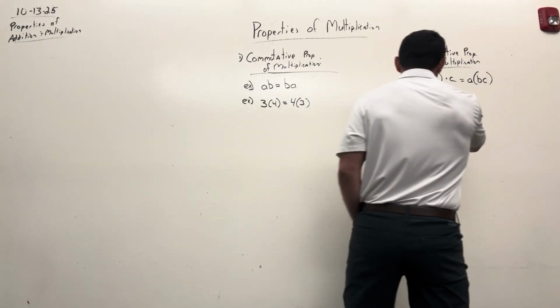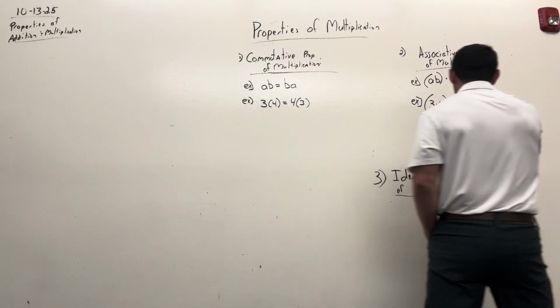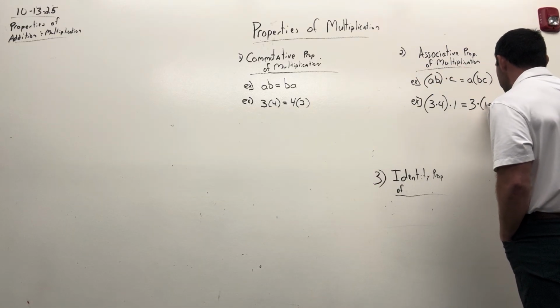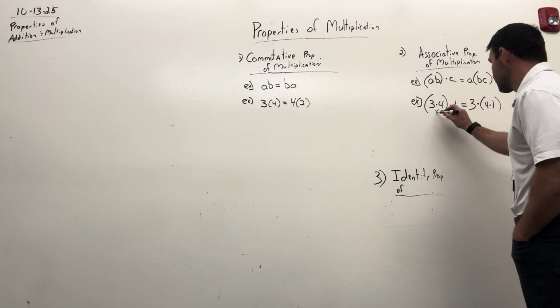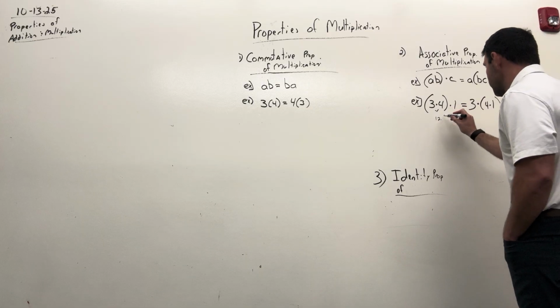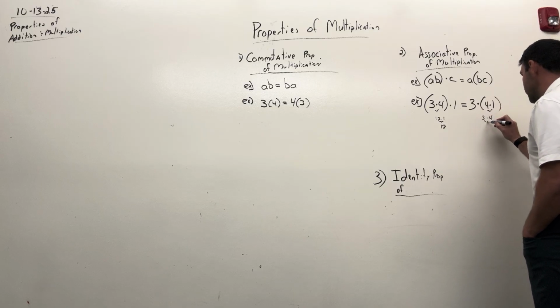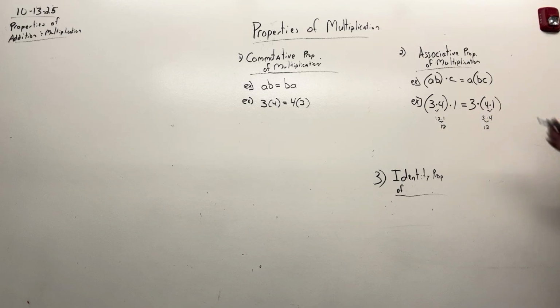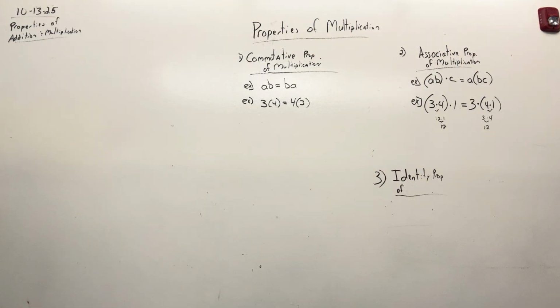So let's go. 3 times 4 times 1 equals 3 times 4 times 1, with the parentheses in different places. Okay, ready? What's 3 times 4? 12. Okay, so we do that first because it's in the parentheses. Times 1 is 12. What's 4 times 1? 4. Times 3? 12. Oh, wait a minute. So changing the order of the parentheses when it's all multiplication is called the associative property of multiplication. Still with me? Mm-hmm. Okay.